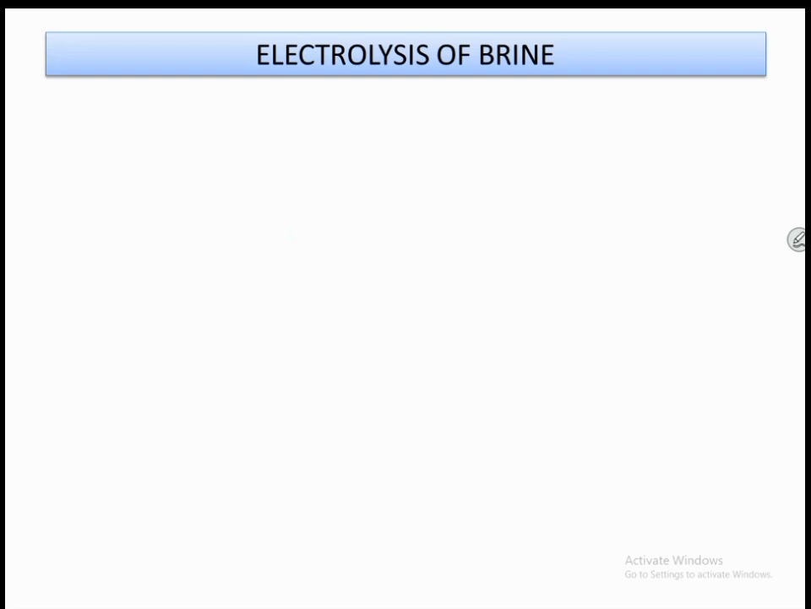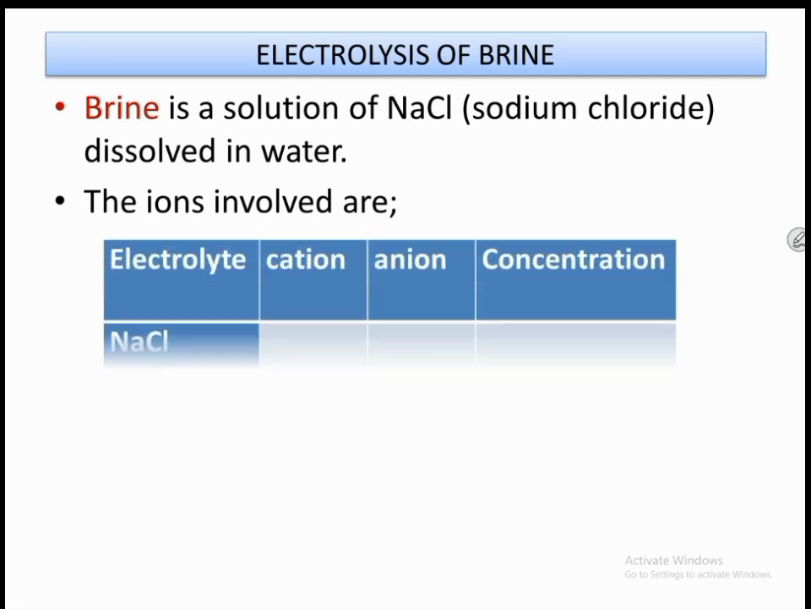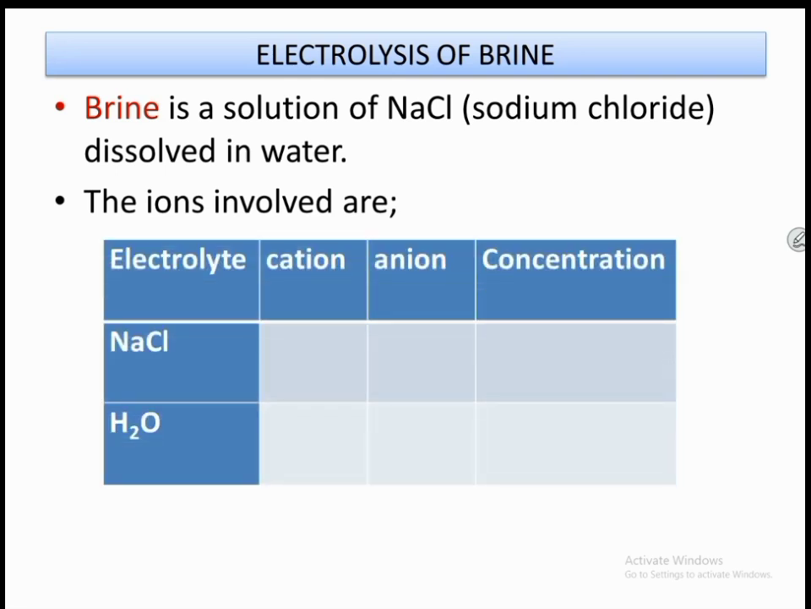Now let's go to the next: electrolysis of brine. What is brine? Brine is aqueous sodium chloride dissolved. Of course, what are the ions involved in brine? The ions are sodium ion and chloride ion, which is in high concentration, and then hydrogen ion and the OH ion from the water.